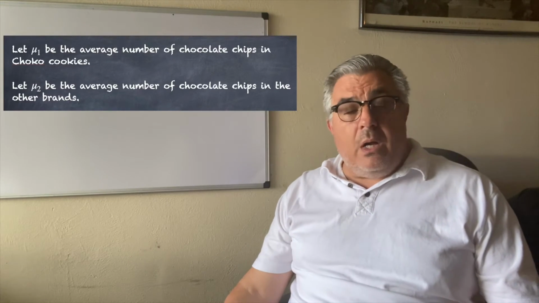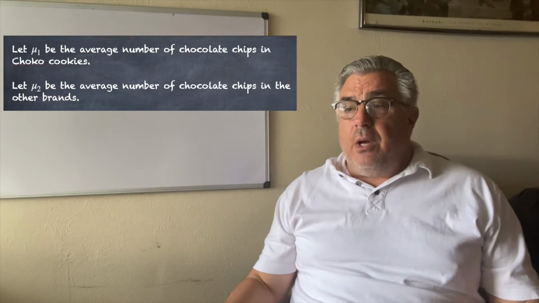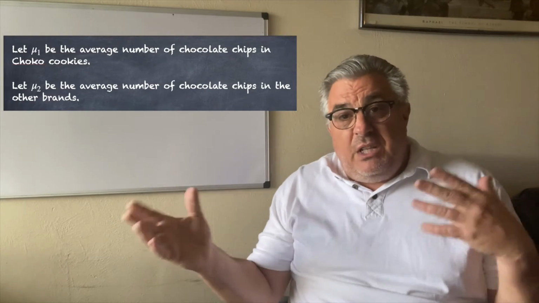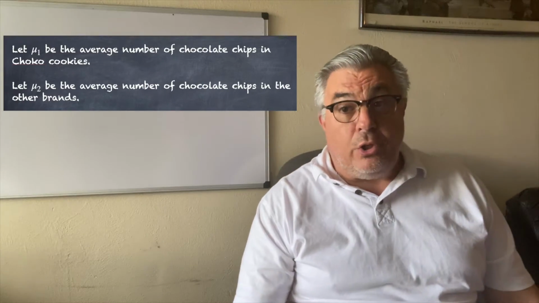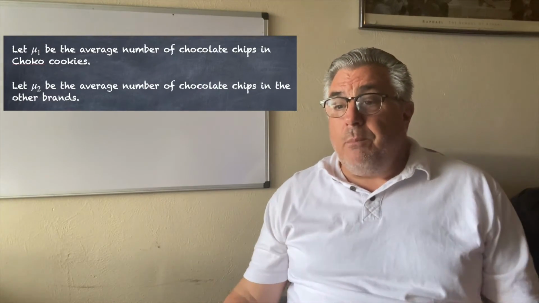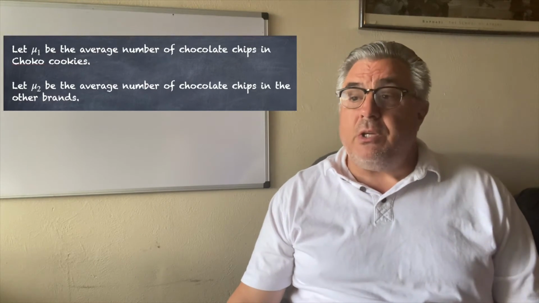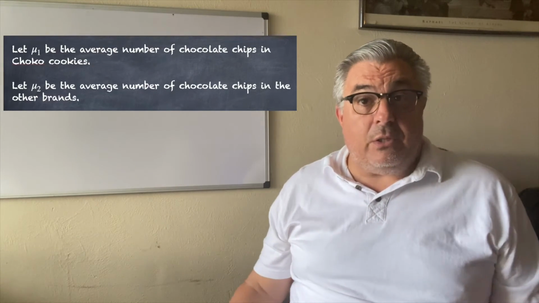All right, so now what we would like to do, based off of this, is define our populations. Let's let mu1 be the average number of chocolate chips in each cookie for Choco Cookies, and let's let mu2 be the average number of chocolate chips in cookies for the other brands, their competition.